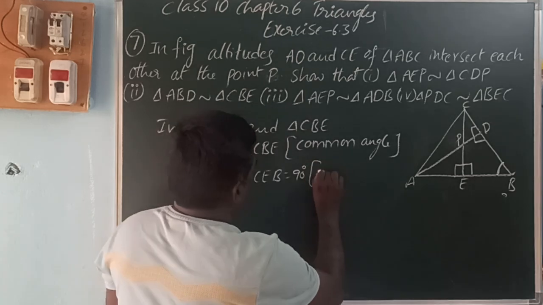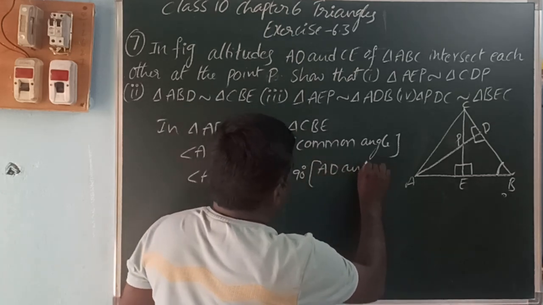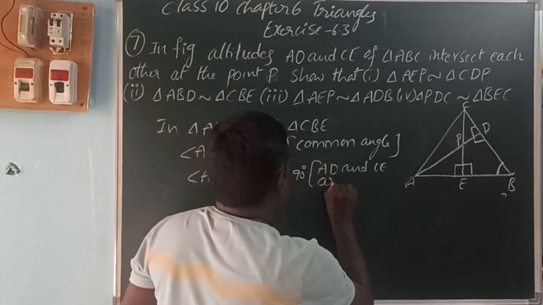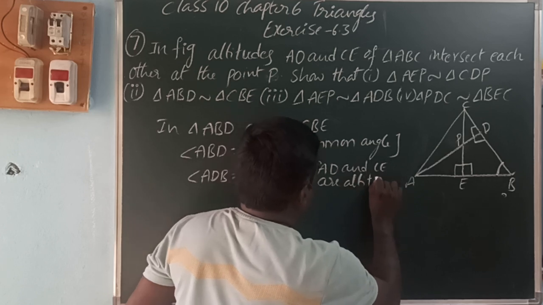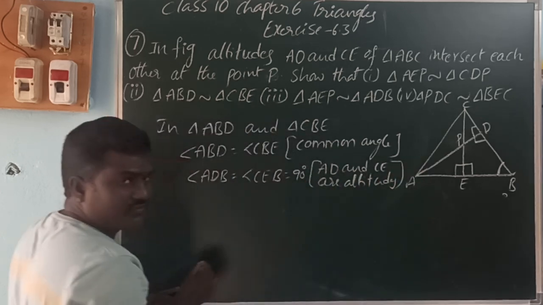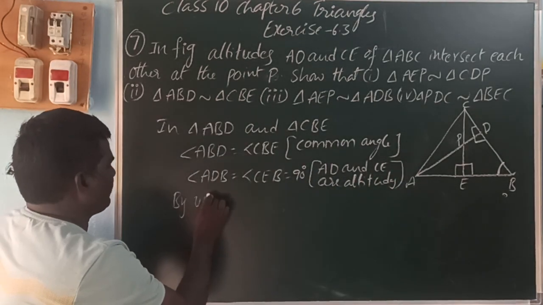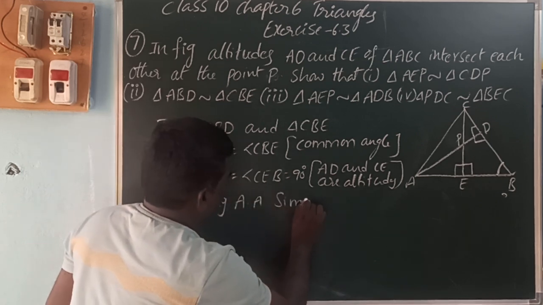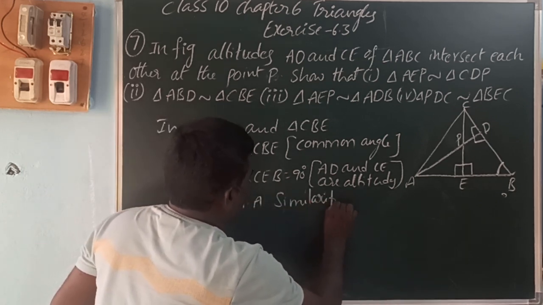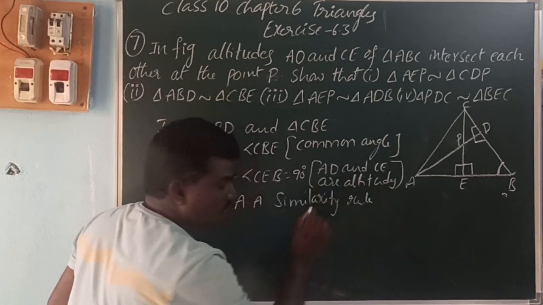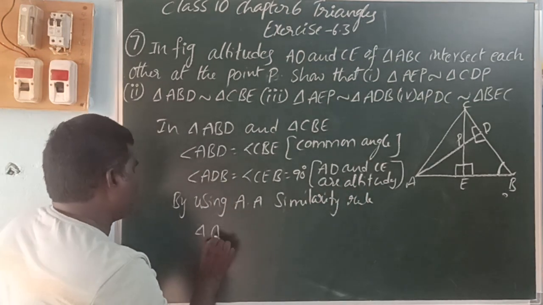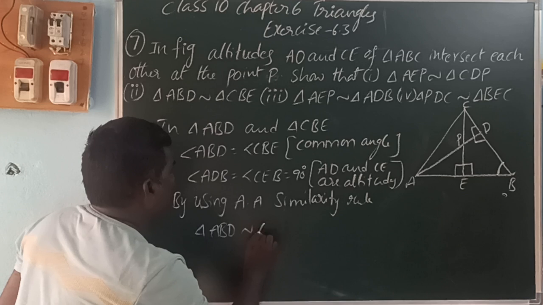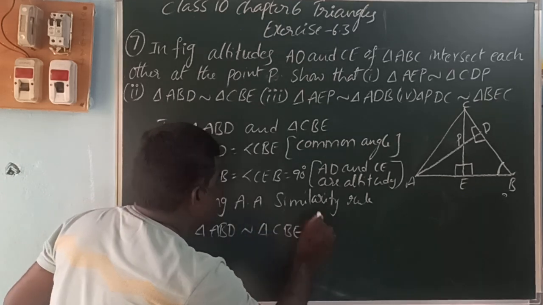So AD and CE are altitudes. So therefore, by using the angle similarity rule, triangle ABD is similar with triangle CBE.